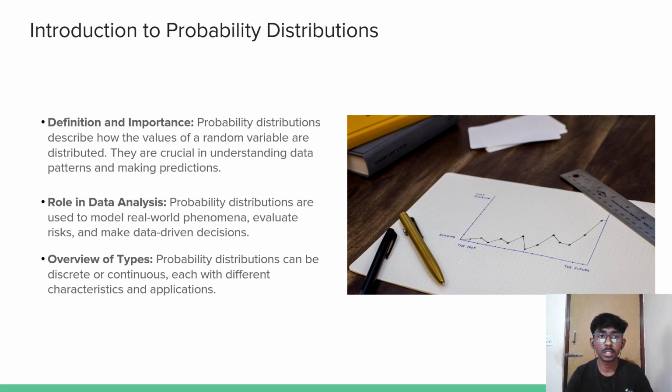The role of probability distribution in data analysis is developing a real world model or developing a decision-making machine using the dataset which we have collected earlier. This helps in data analysis. Also, the overview of types: probability distributions can be discrete or continuous, each with different characteristics and applications. Discrete is like for one value, we get this many chances of the output or the percentage. Continuous is it will be varying based on the number of tries or trials you put.